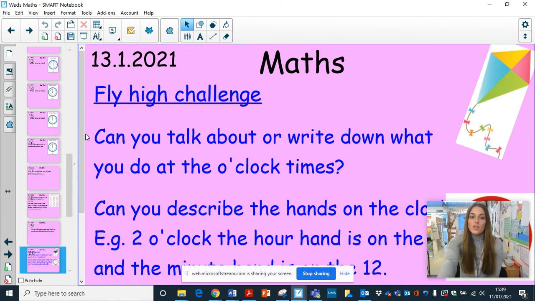Your fly high challenge is, can you talk about or write down what you do at the o'clock times? And can you describe the hands on the clock? When you're showing the time we draw on the hands, it's to be able to say that for 2 o'clock, the hour hand points to the 2 and the minute hand is always on the 12 for 2 o'clock.